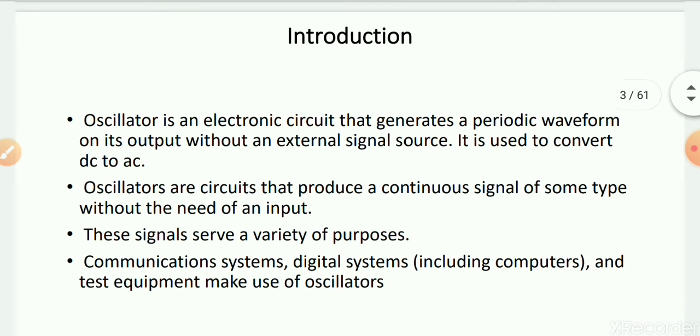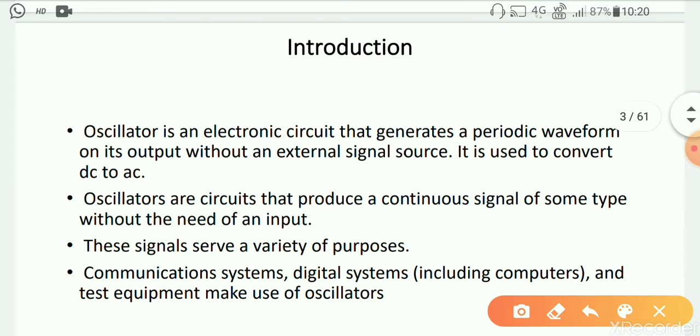Oscillator is basically one kind of circuit where a periodic waveform can be generated, and obviously that periodic waveform is generated without an external signal source. So this is a converter where DC to AC conversion process is going on.